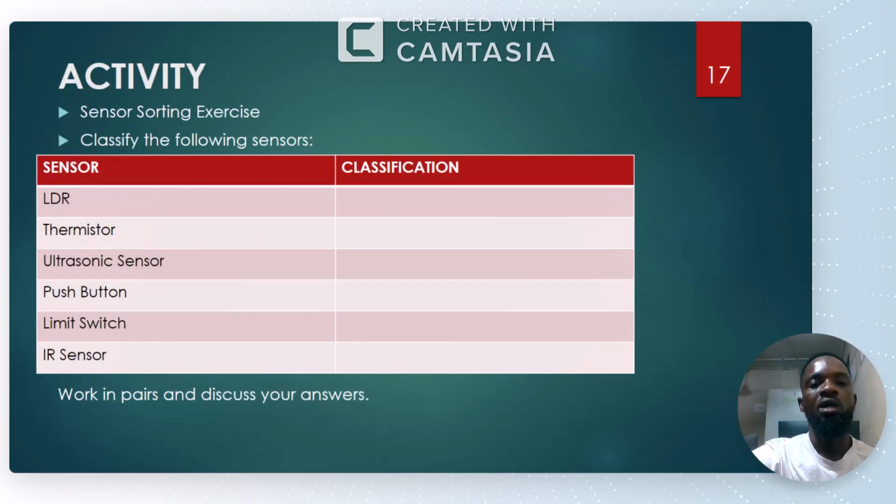So this is another activity. Sensor sorting exercise. So let us classify the sensors. We've discussed this. We have the LDR, thermistor, ultrasonic, push button, limit switch. These are all examples of sensors. So your duty is to classify them. You are allowed to work in pairs and discuss your answers. So let us do that quickly and then share our answers.